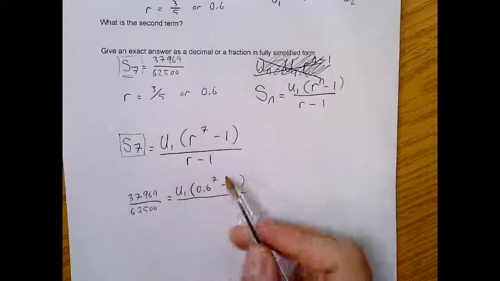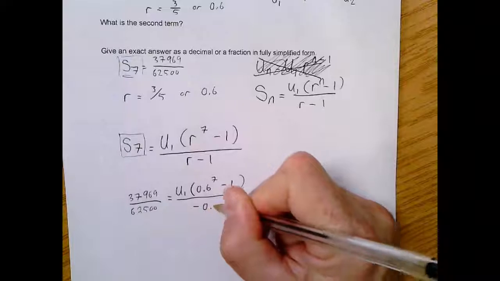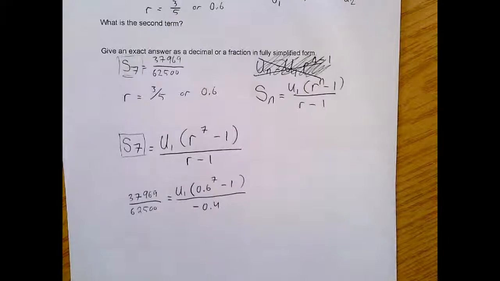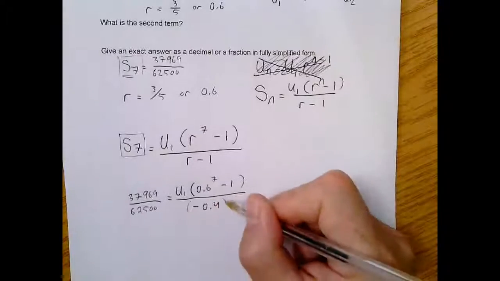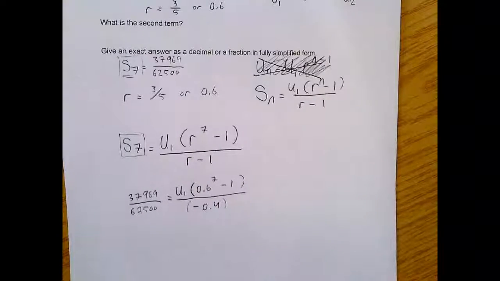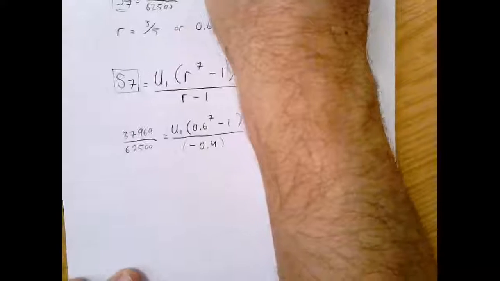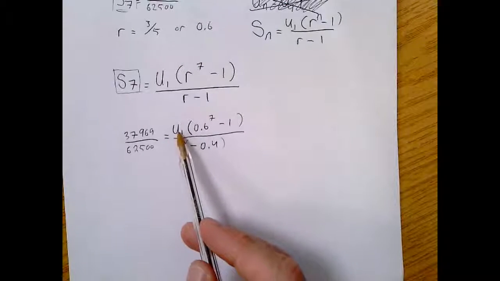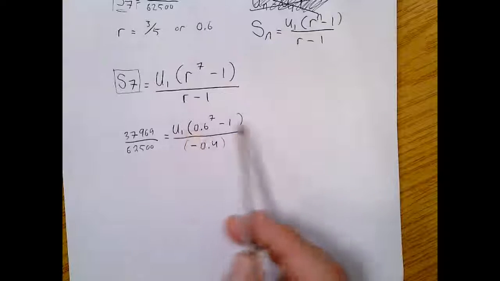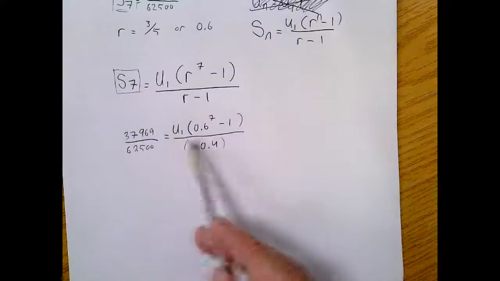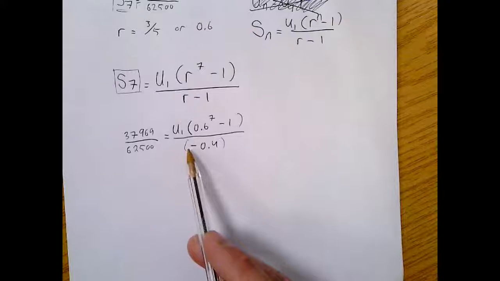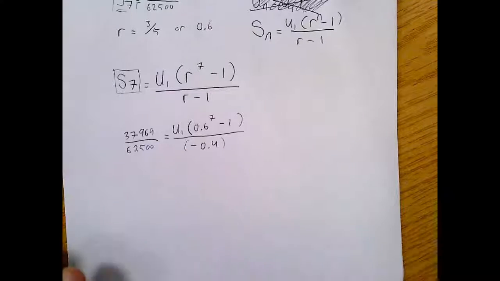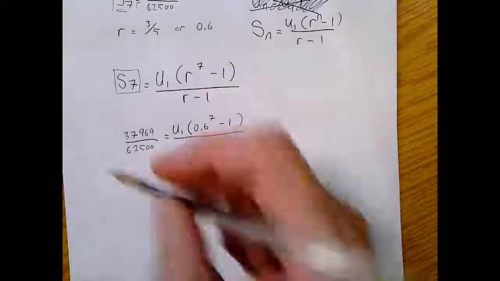And then 0.6 minus 1 would be negative 0.4. And if you don't believe me, use your calculator. It is. Okay? All right. So here we go. Now this just becomes basic algebra in essence, because we've got to get u sub 1 all by itself. But before we can get to u sub 1, this is all being divided by negative 0.4. Well, the opposite of dividing by negative 0.4 is multiplying by negative 0.4.